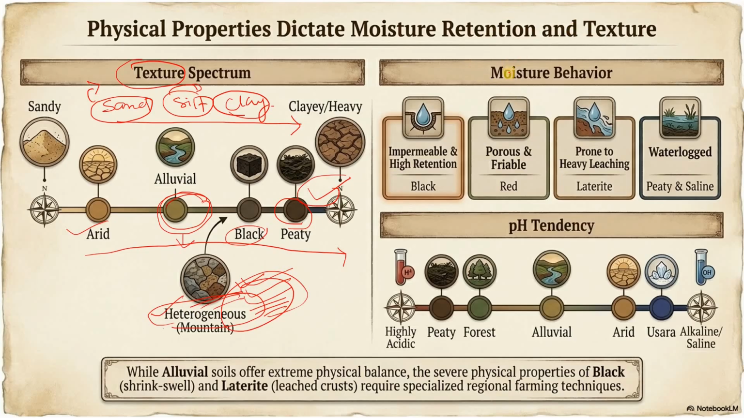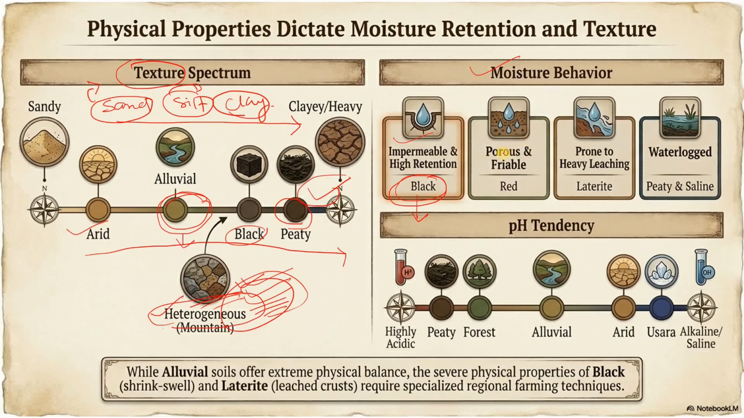Now talking about the moisture behavior of the soil. The black soil is impermeable with high water retention. When it saturates with water, it becomes impermeable and it has the highest water retention capacity. The black soil, the cotton soil, the Regur soil, or the vertisol, these four things are the same thing.